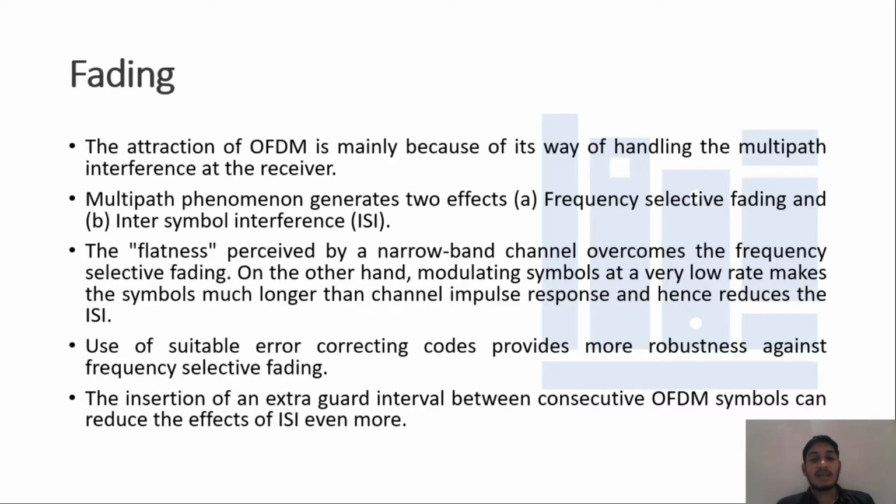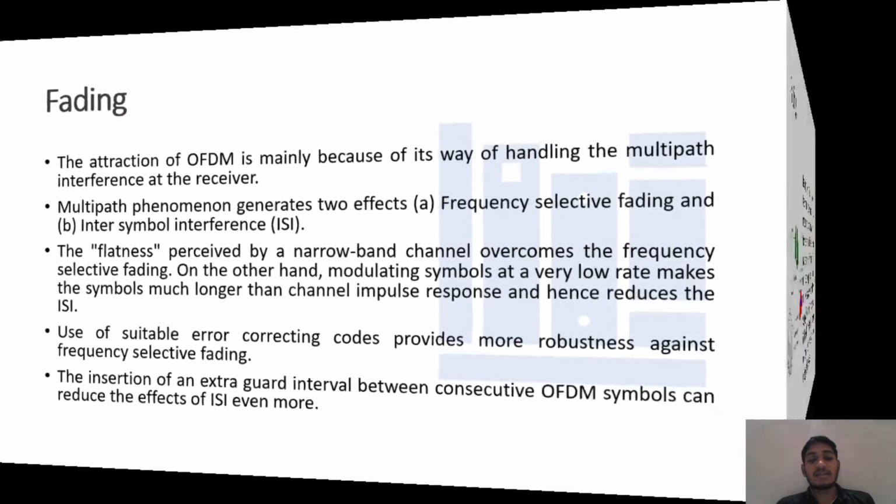Using suitable error correcting codes provides more robustness against frequency selective fading. The insertion of an extra guard interval between consecutive OFDM symbols can reduce the effect of ISI even more.